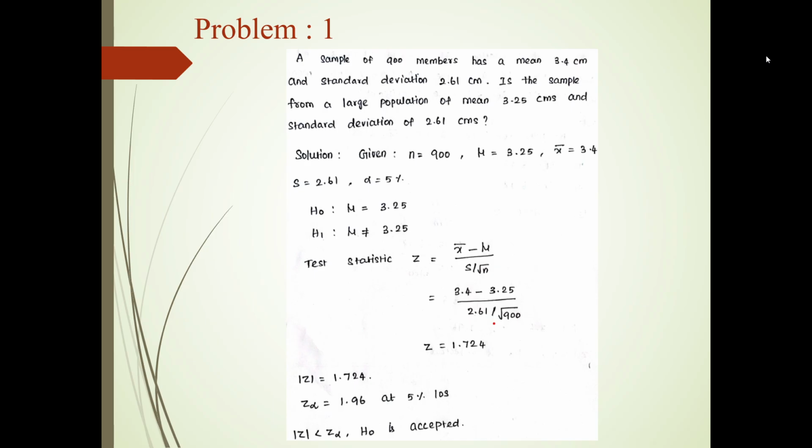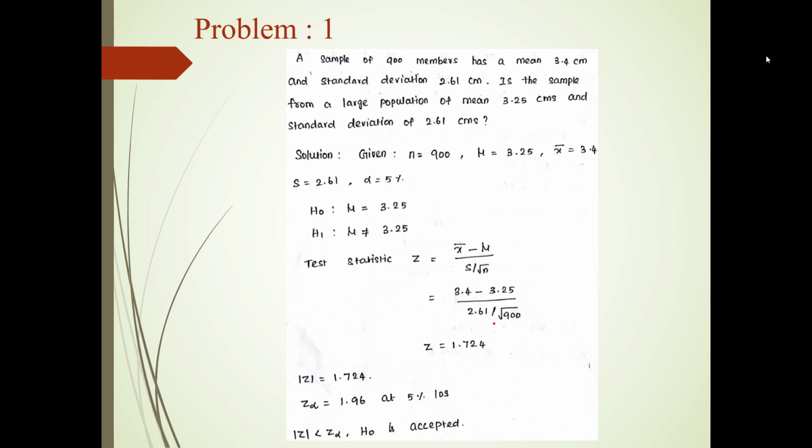Next, the population mean is denoted by mu. So the mu value is 3.25. Then we have to fix H naught. H naught is mu is equal to 3.25, which is the population mean. Next, H1: mu is not equal to 3.25. So it is a two-tailed problem because it has no words like increase or decrease. We have to fix whether it is right or left tailed, but that type of words is not there in the problem, so it is a two-tailed problem.